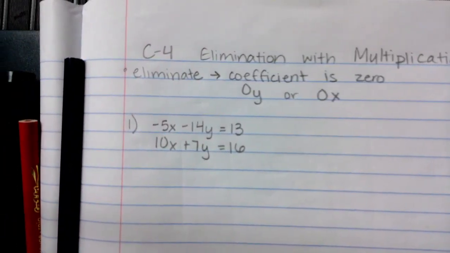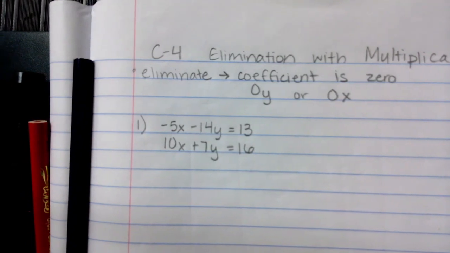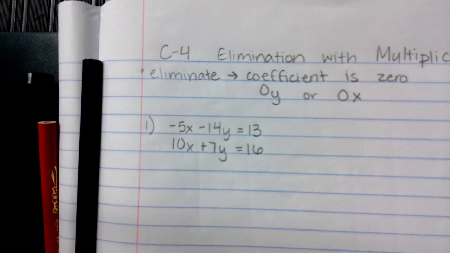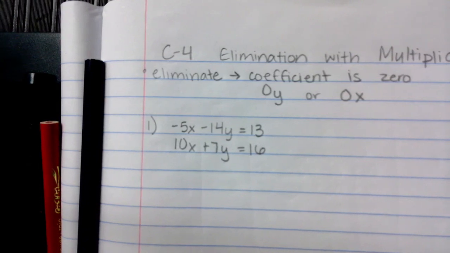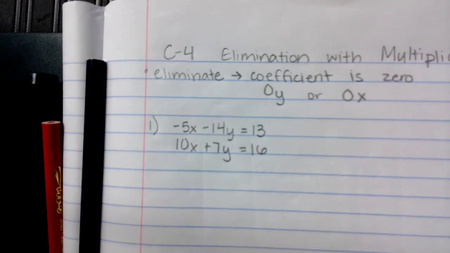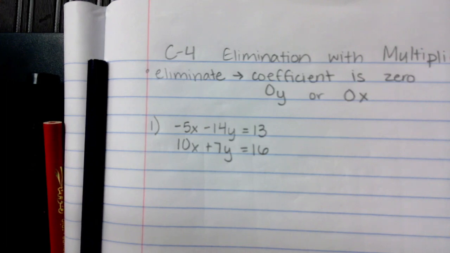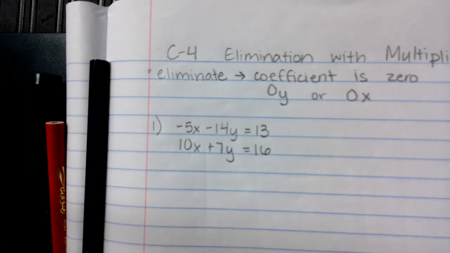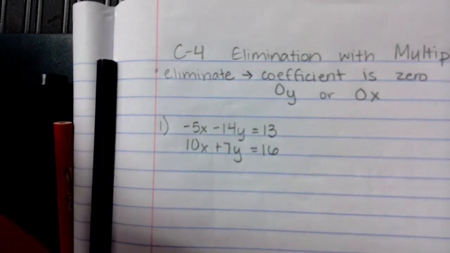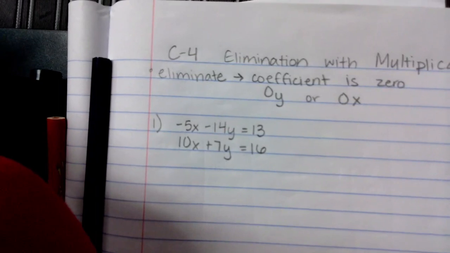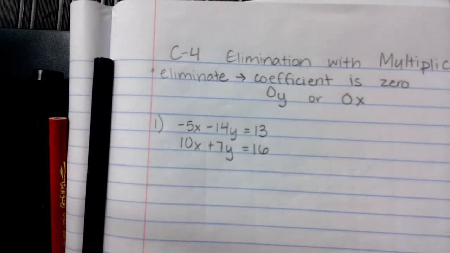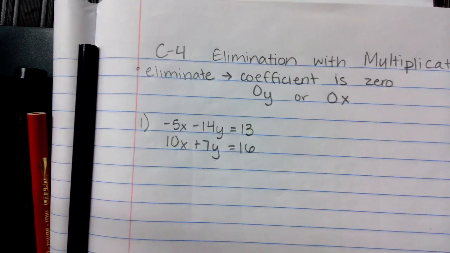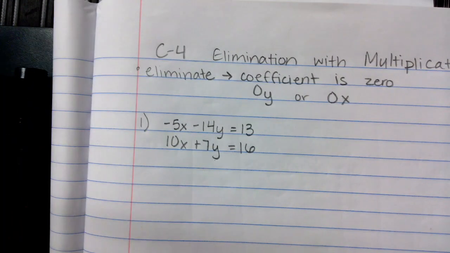Okay. So as we look at this, we're going to eliminate. We want that 0x or 0y. If you look at the x's, can I combine a negative 5 and 10 to make a 0? No. Can I combine negative 14 and 7 to make a 0? No. So what we're going to do is multiply, which is okay to do as long as if we multiply one thing, we have to multiply all the things. Do you guys want to get rid of the x's or the y's? The y's? Okay. We can do y's.